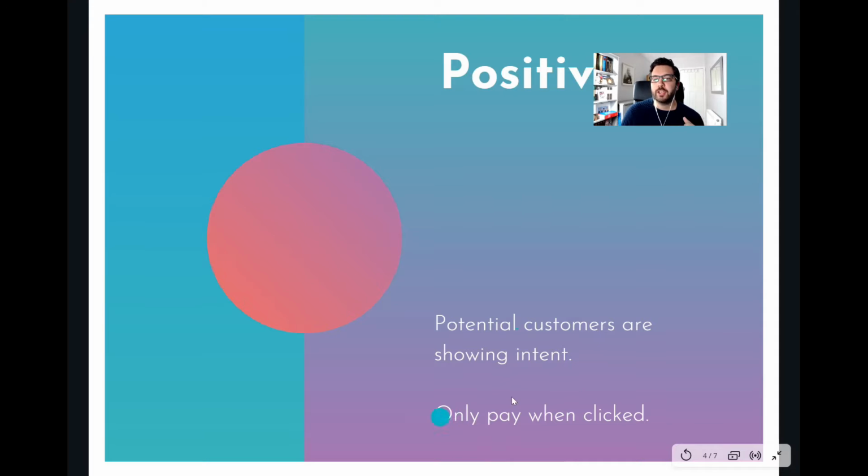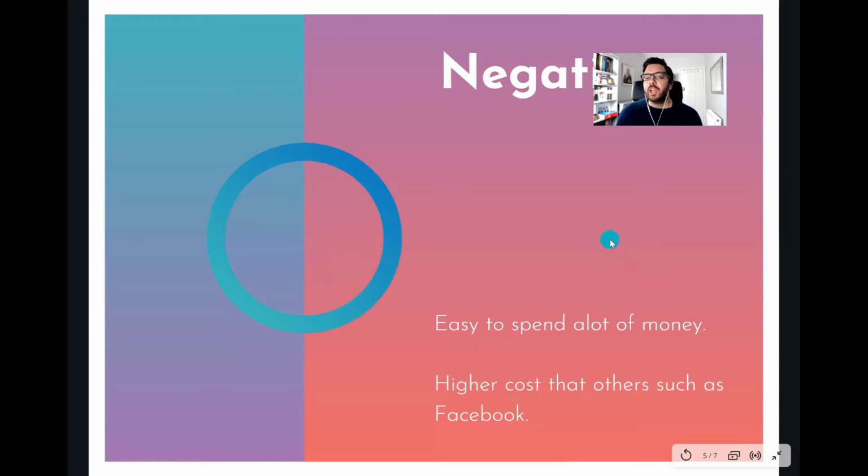They're just comparing a few, and you only pay for an advert when someone's clicked on it. So you could appear 100 times on the Google search, and if one person clicks on it, you only pay for that one person. Whereas for Facebook, you'd pay for the entire thing. There are some negatives with these ones.